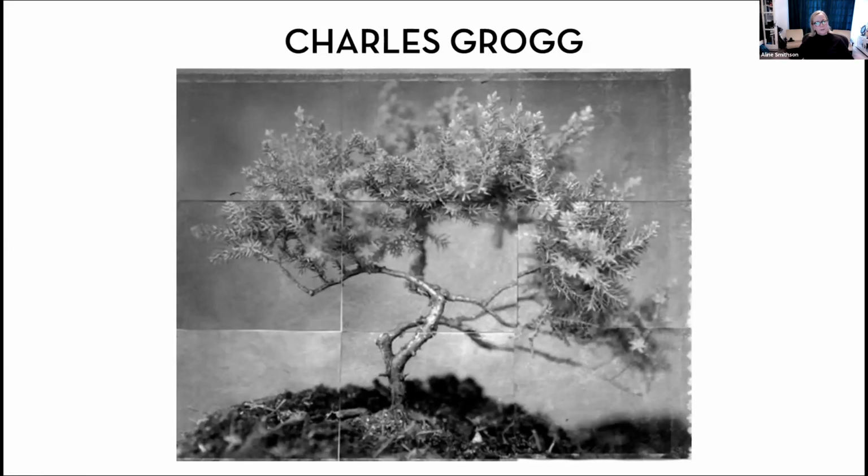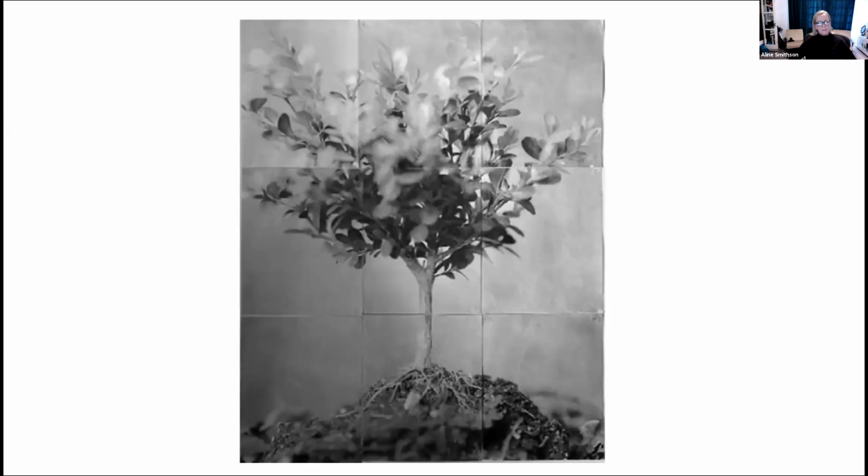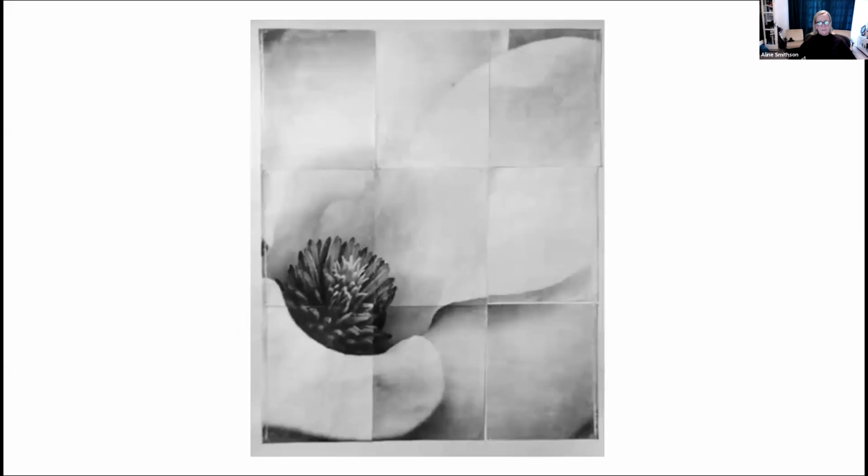Then put it back together again. I believe these were all printed on rice paper with small stitches that connect the photograph. And it really speaks to the fragility of these objects. And these are so beautiful in person.